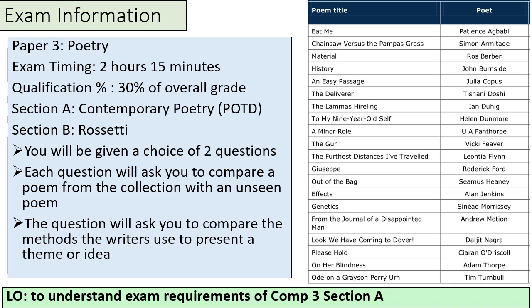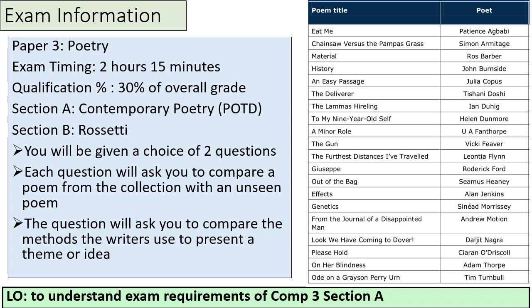So, exam information then. This is the third paper of the English A-Level, and this section in particular is Section A. The whole paper, Section A and Section B, is timed at 2 hours and 15 minutes. If you get extra time, you can work out how much extra you get on top of that. This entire paper is 30% of your overall grade. And as I say, the paper is divided into two.